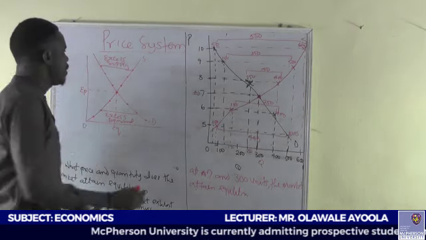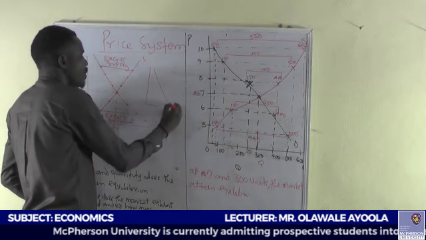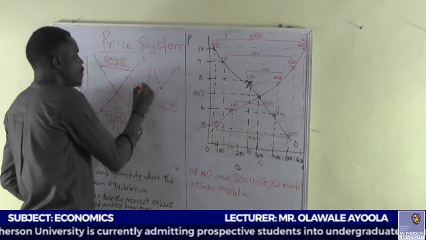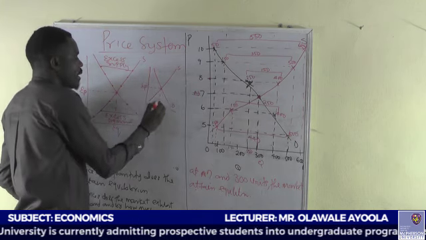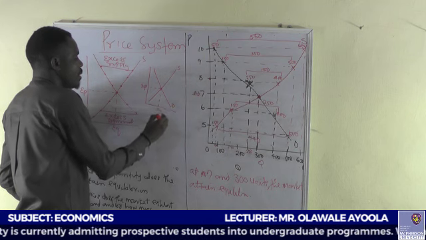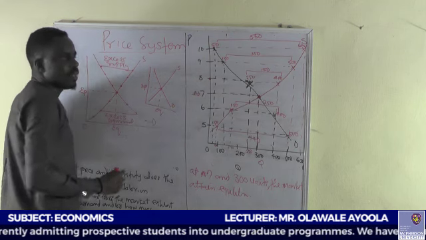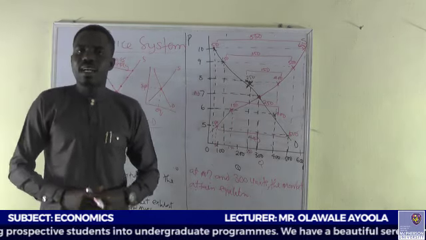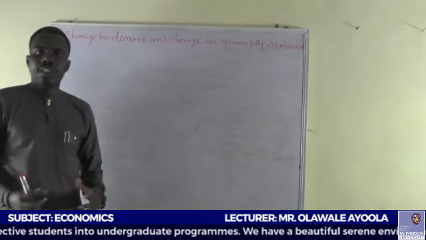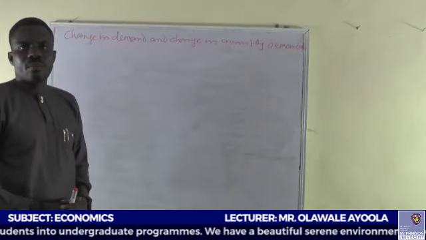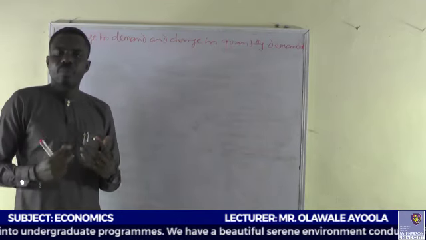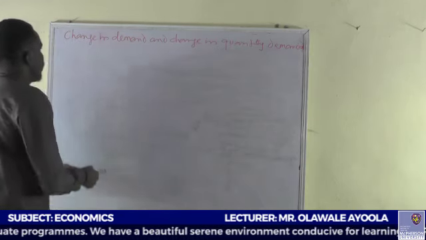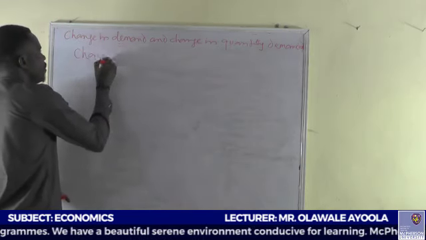Having established that demand curve is downward sloping, while supply curve is upward sloping, then our equilibrium point is established where demand equals supply, and equilibrium quantity is derived where demand equals supply. Then there is a need for us to examine the difference between change in demand and change in quantity demanded. For change in demand and change in quantity demanded, we are looking at the movement of demand and the movement along demand curve. Let's start with change in quantity demanded.